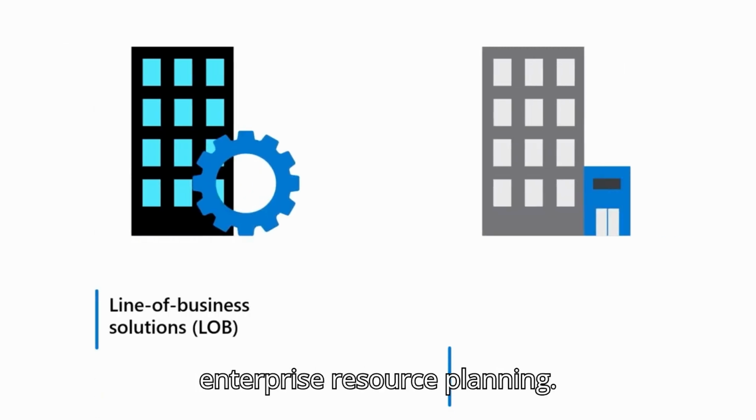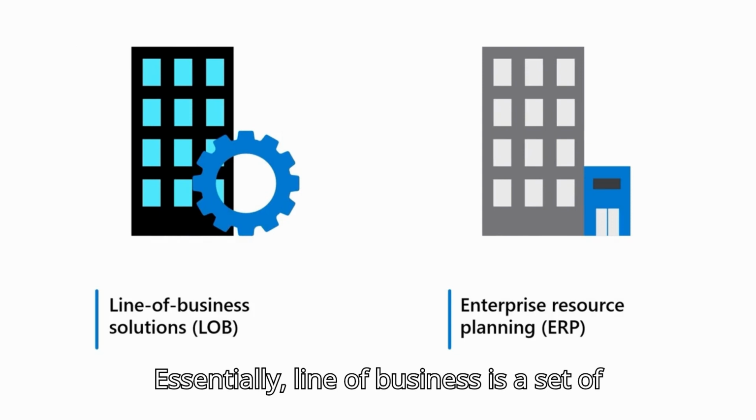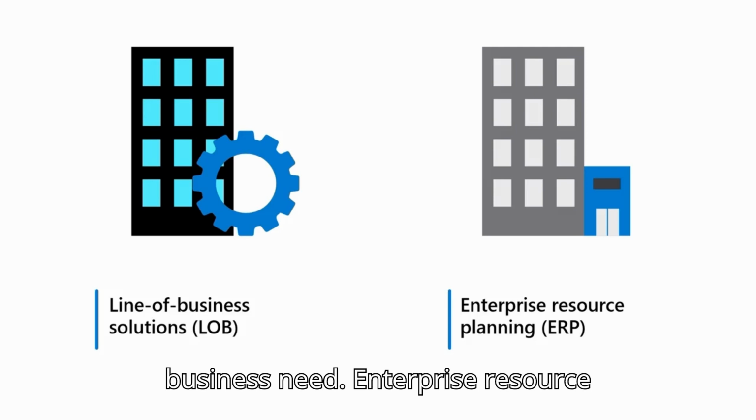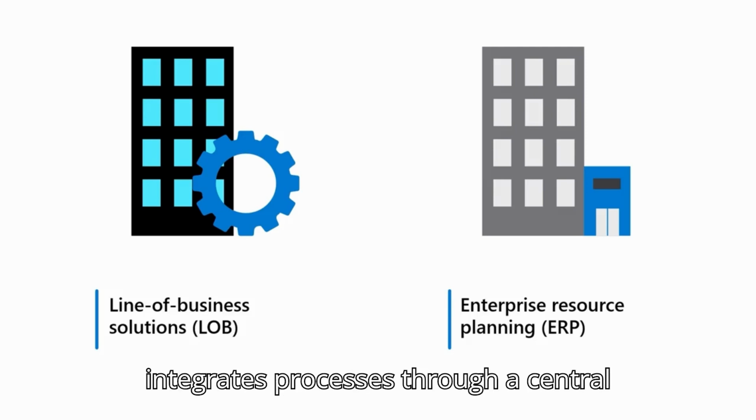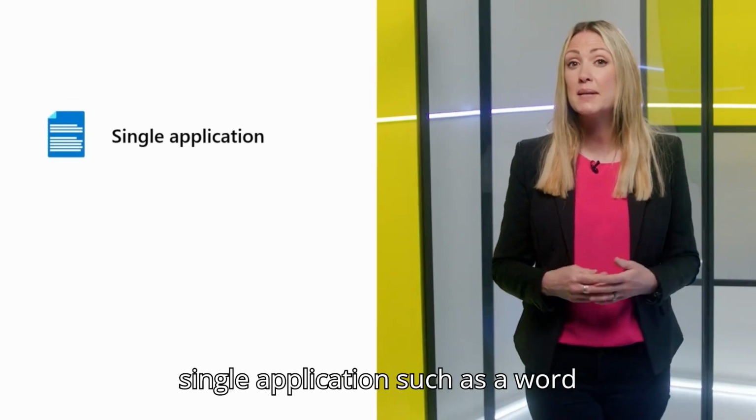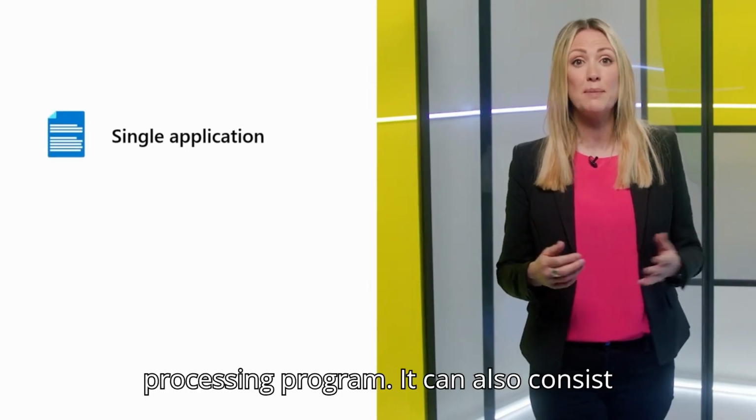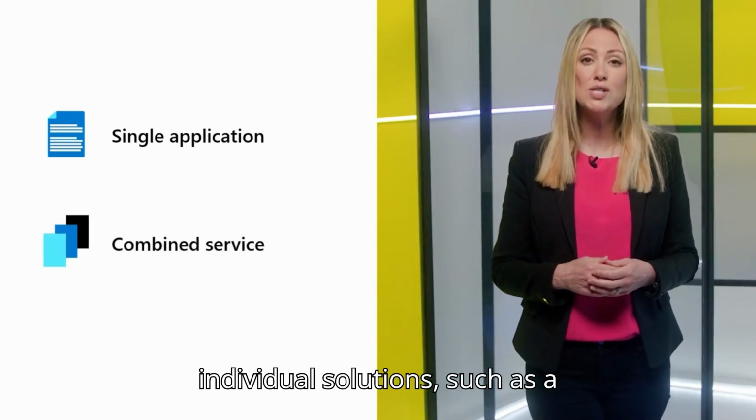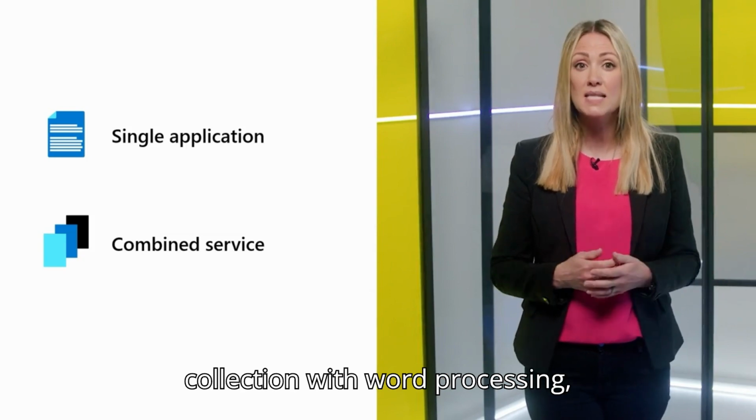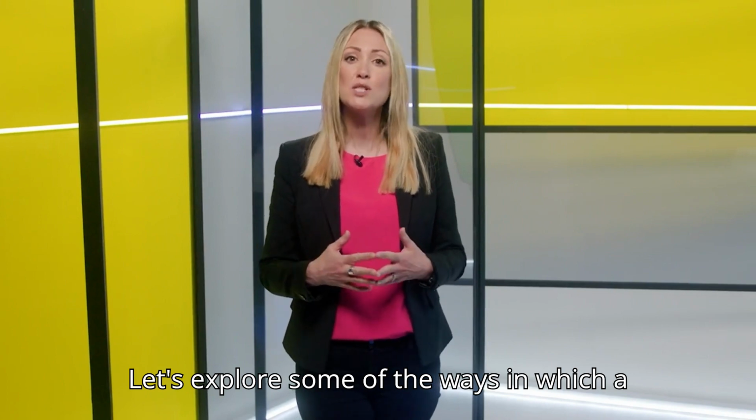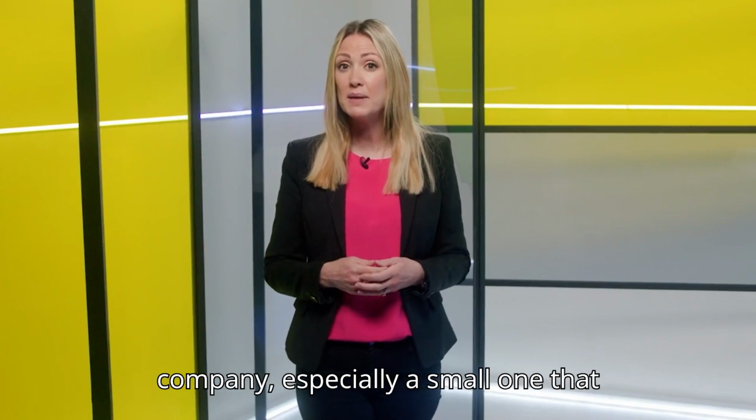These services are called line of business solutions and enterprise resource planning. Essentially, line of business is a set of products that services a specific business need. Enterprise resource planning is management software that integrates processes through a central system. Business software can refer to a single application, such as a word processing program. It can also consist of a combined service with many individual solutions, such as a collection with word processing, spreadsheets, and presentation software.